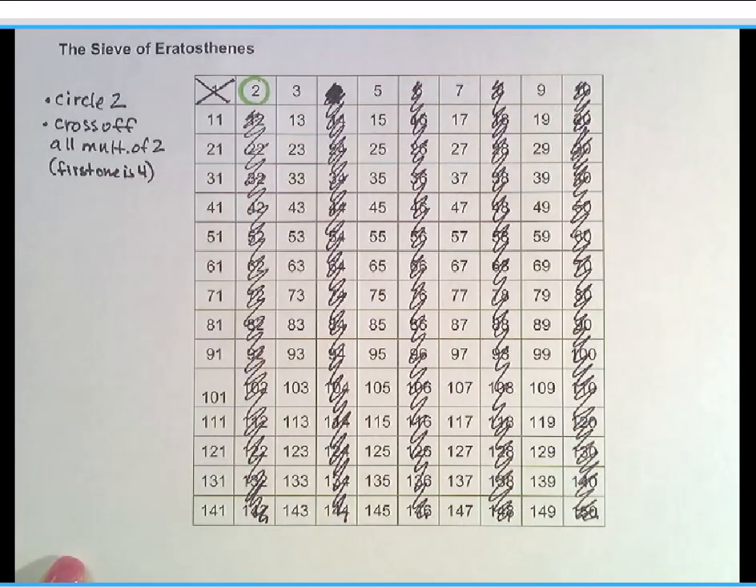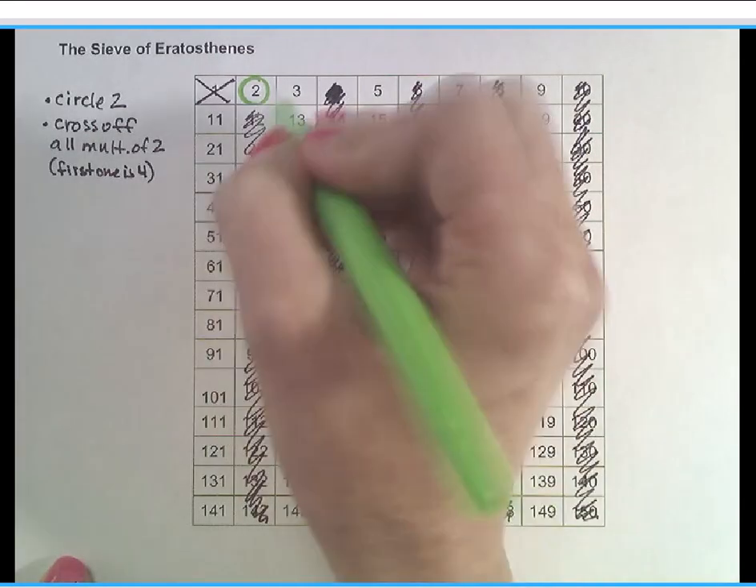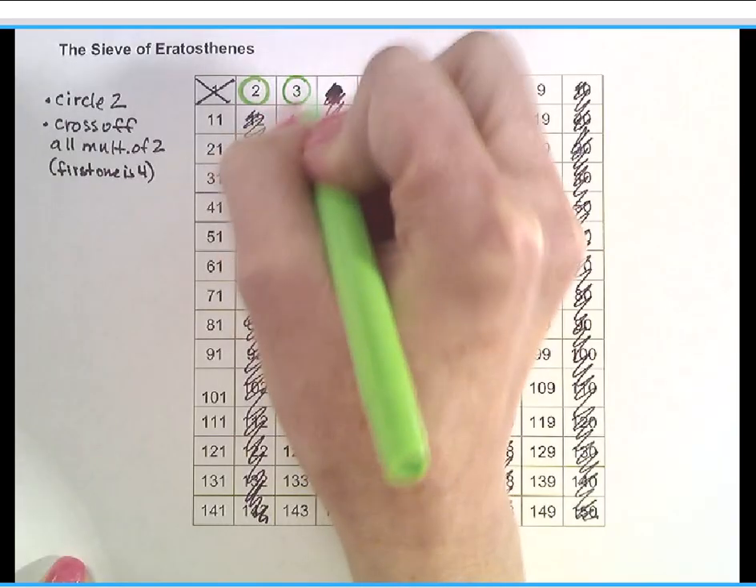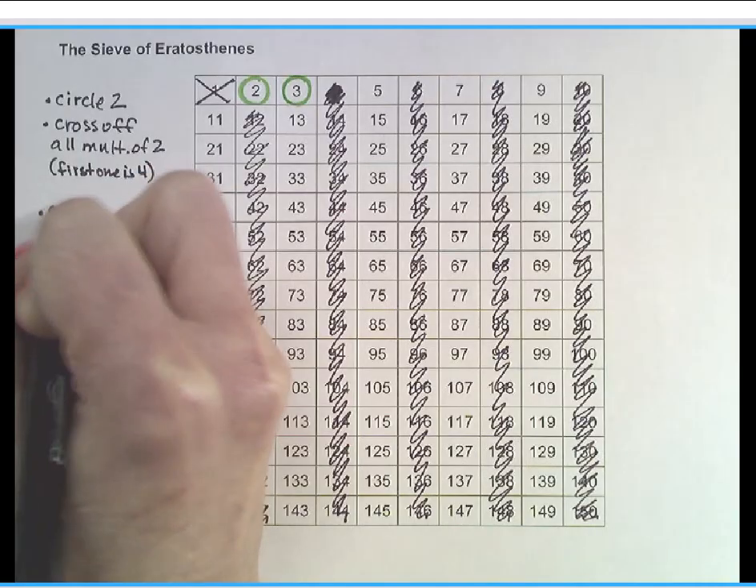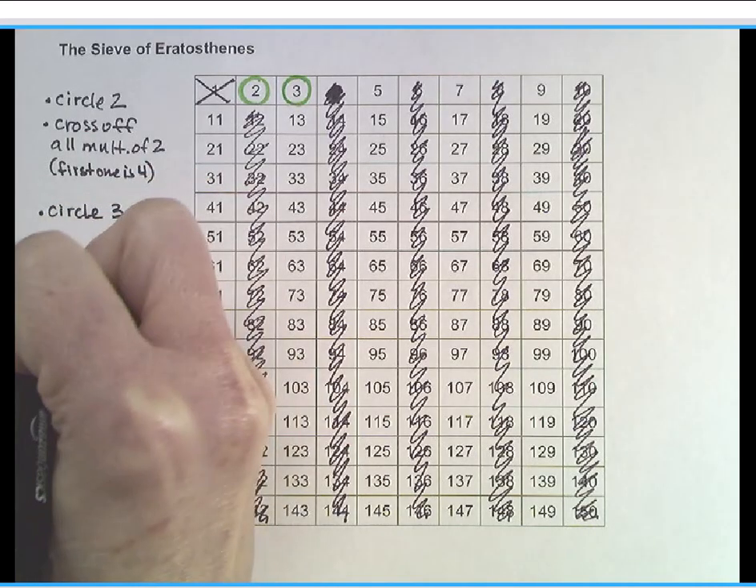Okay, so we got rid of all the multiples of 2. Now we're going to go to the next number, 3. 3 is prime. So we're going to circle 3, and then we're going to cross off all multiples of 3. So circle 3.